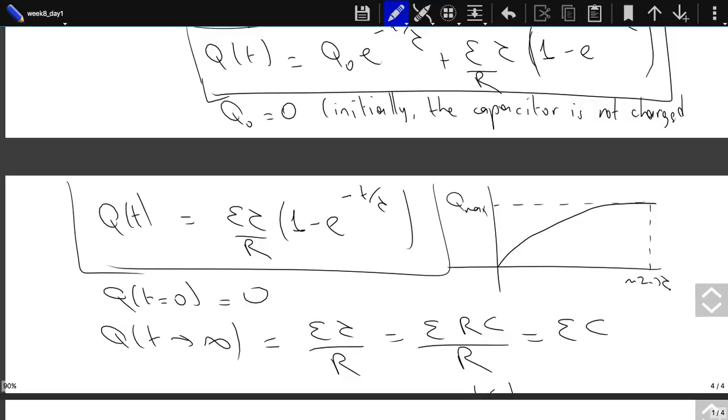Other questions? Not necessarily about this example, but any questions on the circuits, how we determine the signs, how we write the equations that will allow us to determine the unknowns.